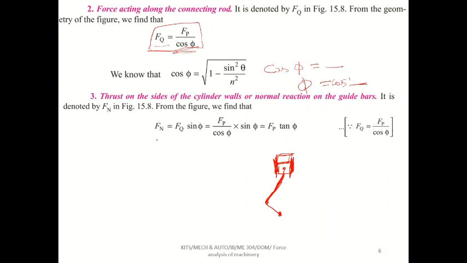For that the formula is Fn. Fn equals Fp tan phi, otherwise Fq sin phi. Anyone you can take. So first we have to find out Fp, next Fq, next we can find Fn. If you find the value of Fp, you will get the value of Fq. If you get the value of Fq, you will get the value of Fn. Fp means on the piston surface, Fq means on the connecting rod, Fn means on the side of the cylinder.